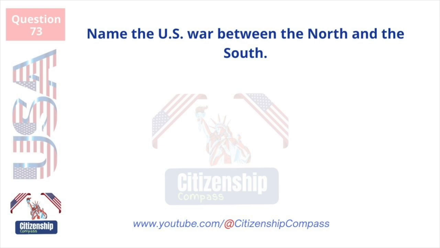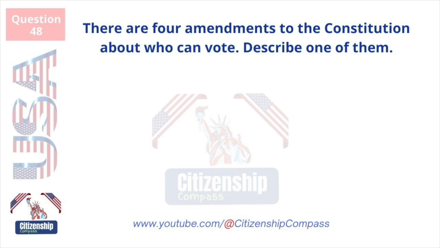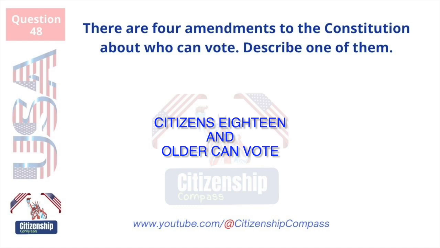Name the U.S. war between the North and the South. The Civil War. There are four amendments to the Constitution about who can vote. Describe one of them. Citizens 18 and older can vote.